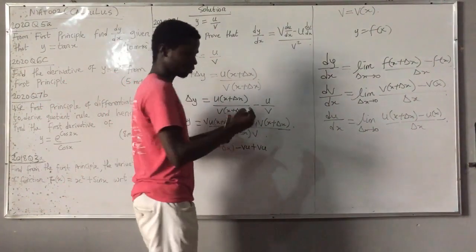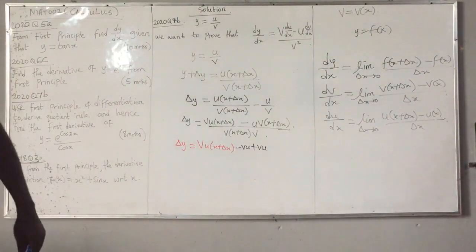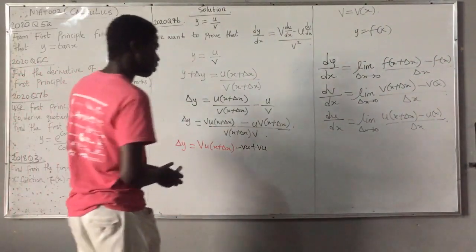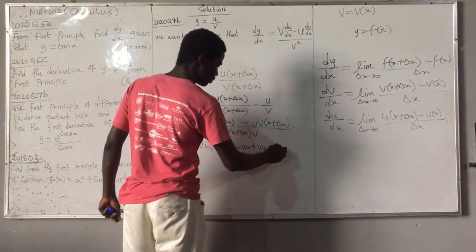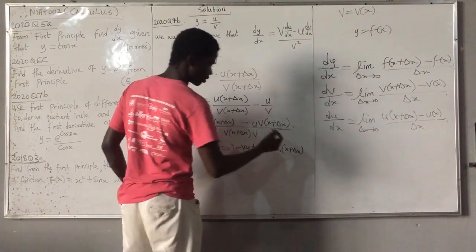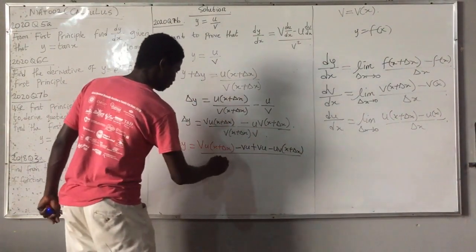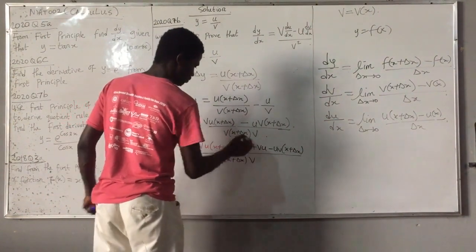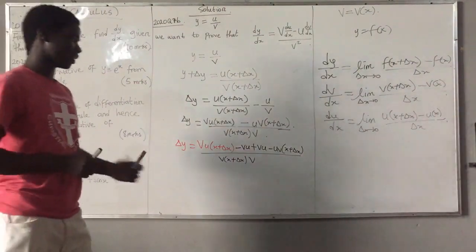So then I'll be left with, then this one is still there. Minus u v of s times u of s plus delta s, right? All over v of s plus delta s times v. That is what I'm going to have. Are you getting my point? That's what I'm going to have.